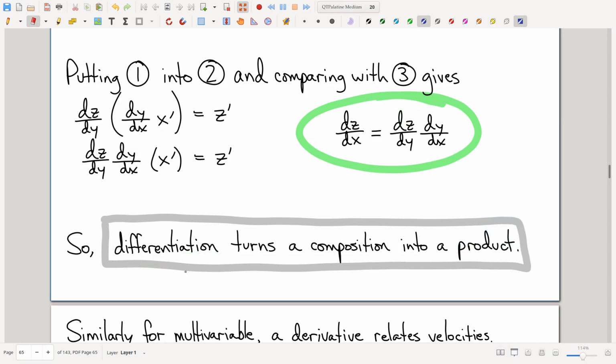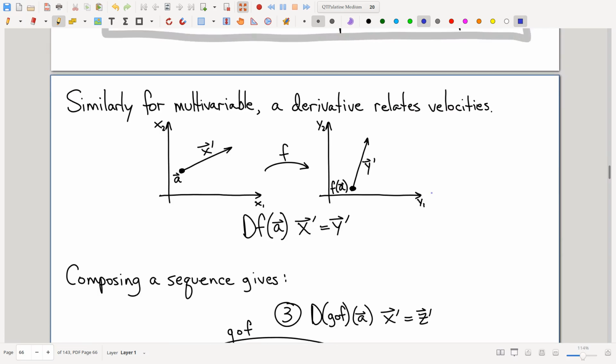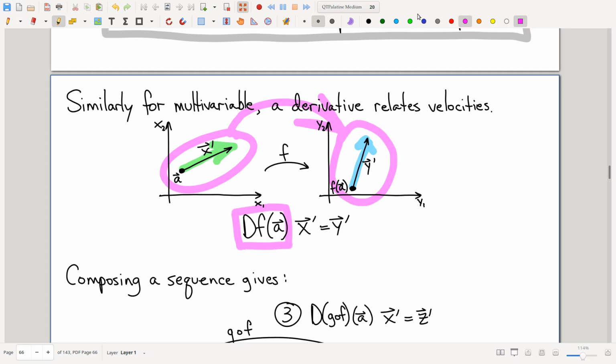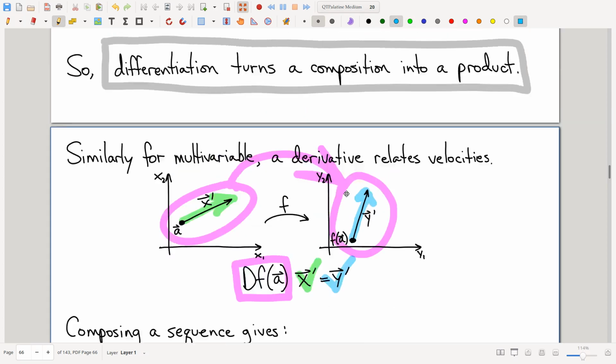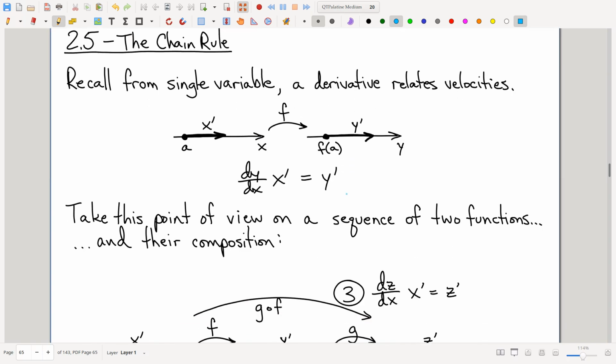Okay, so with that in mind, let's think about the multivariable context. Here is a point of view that we've taken on multivariable derivatives. A multivariable derivative is a relationship between input velocities and output velocities. Specifically, a multivariable derivative is what you multiply by input velocity to get output velocity. Oh my gosh, that's exactly the point of view we had here. A single variable derivative is what you multiply by input velocity to get output velocity.